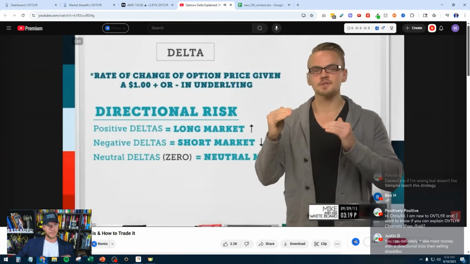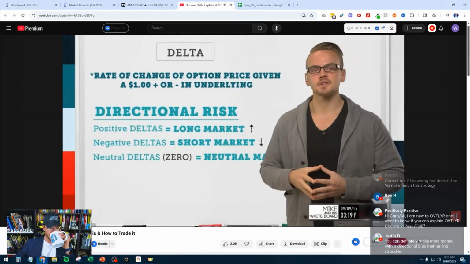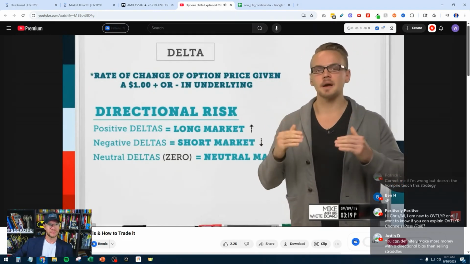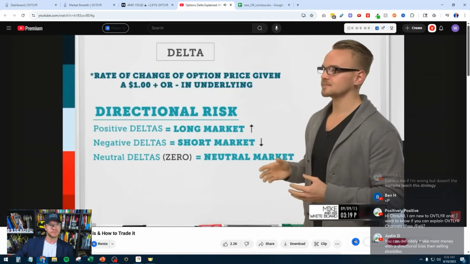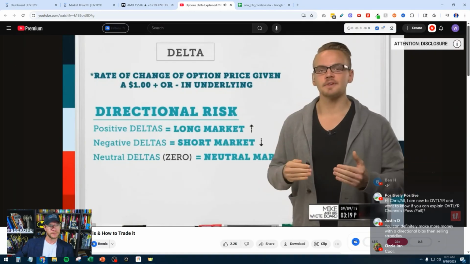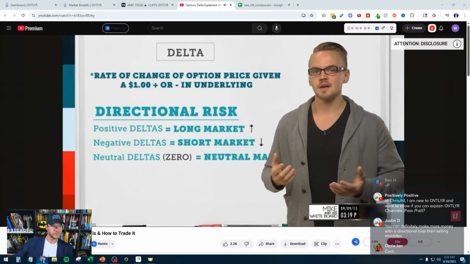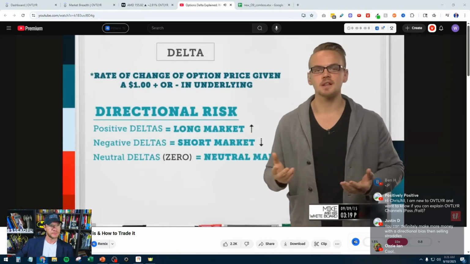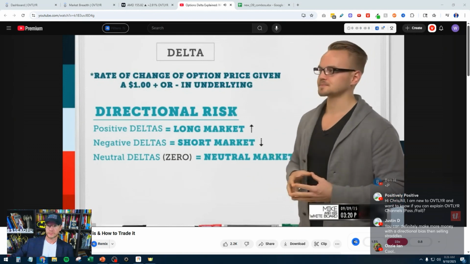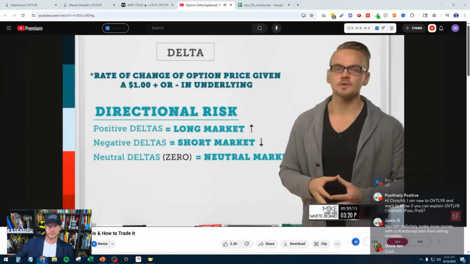Positive deltas that are going to increase that price as well, then basically I have a long market assumption. So if I'm buying a call and I want that underlying to go up, I'm going to have positive deltas with the call. Negative deltas are going to be short the market. So it's the opposite. If I have negative deltas and the underlying goes up, then I would be losing money in that position. But if I, for instance, buy a put or sell a call, those are going to be negative delta directional assumptions with the market. And neutral deltas or zero deltas is basically going to have a neutral market assumption.